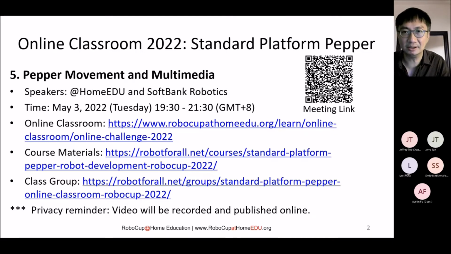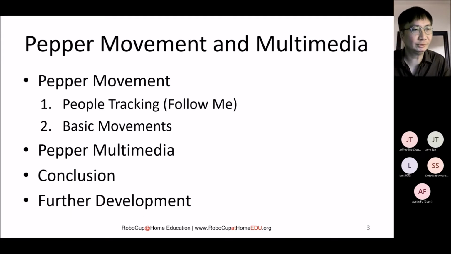So let's get started about pepper development. Today the content we will arrange in such a way. The first one is about pepper movement. Last week we talked about the body movement, how to move the head, the neck, and also the two arms of pepper and also the upper body. Today we will talk about how to move the robot around, how to move pepper with the omnidirectional wheel down there.